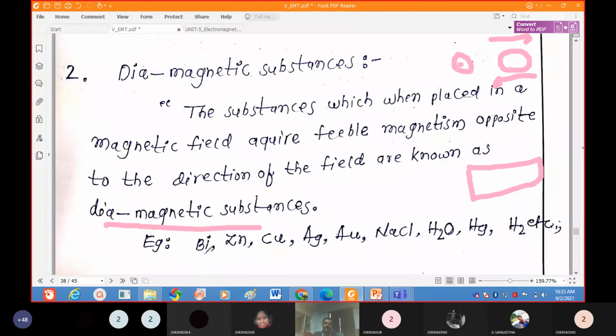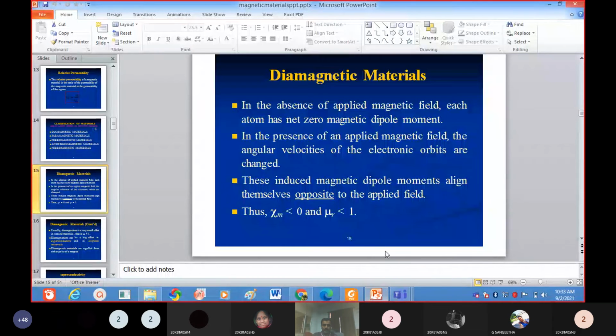Examples are bismuth, zinc, copper, Ag, Au, NaCl, H2O, Hg, H2. These are some examples of diamagnetic materials. These induced magnetic dipole moments align themselves opposite to the applied field. That's why the resultant magnetic field is in the opposite direction of the applied magnetic field.